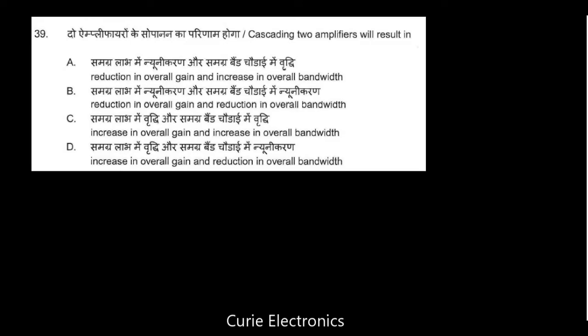Question number 39. Cascading two amplifiers will result in. When we cascade two amplifiers, what happens? Their gain will increase, but the bandwidth decreases. So it is an increase in overall gain and a reduction in overall bandwidth.